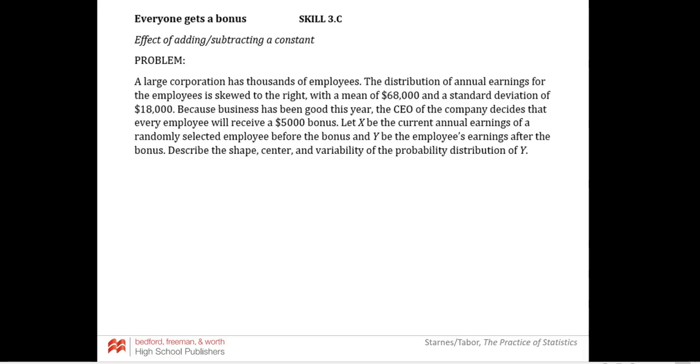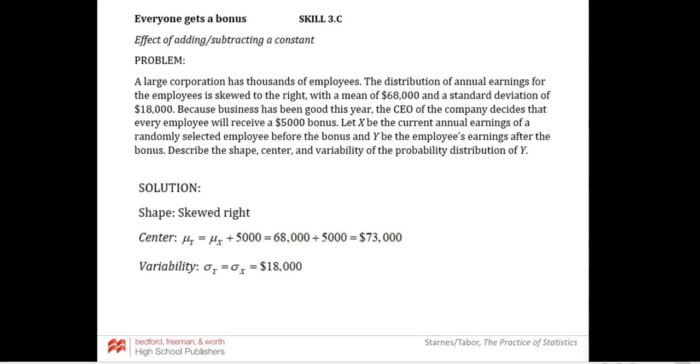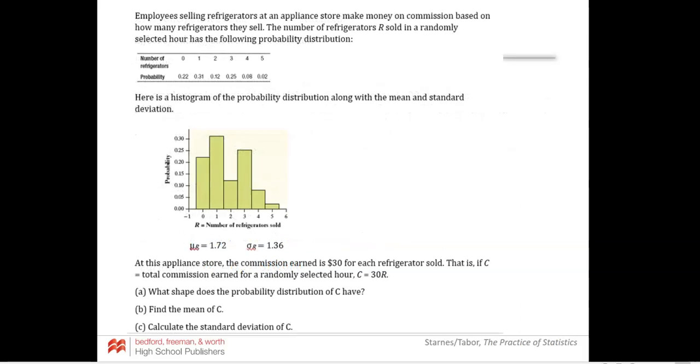So after we add the bonus, we're adding 5,000 to everybody here. So what's that going to change? It's going to change the mean. The old mean was 68,000. Everybody gets 5,000 more, so it's going to be 73,000. The standard deviation was 18,000. Does it change when you add a value? It doesn't, right? So it's going to remain the same. Variability stays at 18,000. Doesn't change when you add a value. Adding doesn't change spread. Okay.